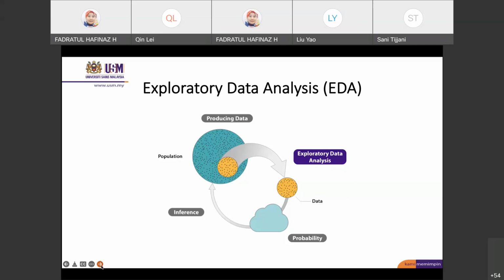So this kind of question, actually, there are a lot more questions. It's just an example, part of it. These are examples of questions that you could ask during the EDA process, or during the exploratory analysis of the data sets. Okay.